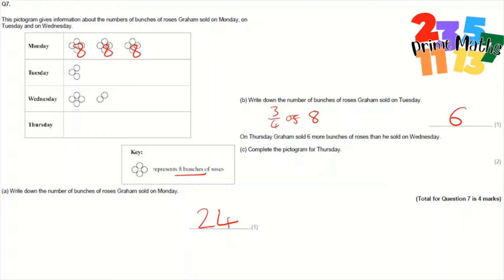On Thursday he sold 6 more than Wednesday, so we copy Wednesday, and we know that 6 more is 3/4, so we add on 3/4 again.